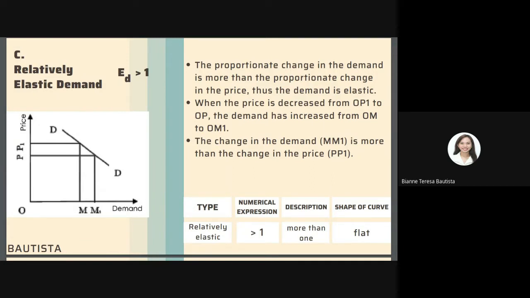For example, if a local ice cream store starts to charge an extra 20 pesos and it loses half its customers, we can conclude that demand is very elastic. Consumers are unwilling to spend more and therefore go elsewhere instead.